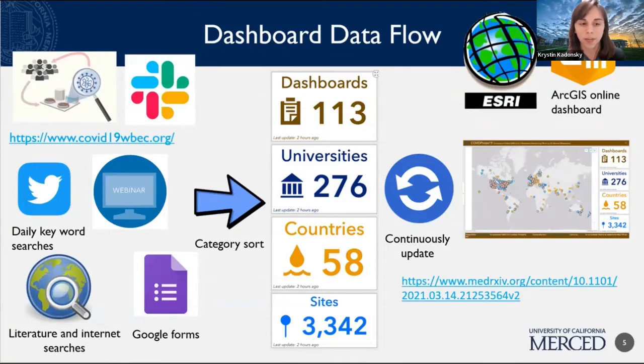And so all of this data is categorized by myself and a team of students into categories of dashboards, universities, countries, and sites. And as you can see, we have 113 dashboards, 276 universities, 58 countries, and over 3,000 sites. And this process is continuously updated on a weekly basis to an ArcGIS story map, and that is our COVIDPOOPS19 dashboard.